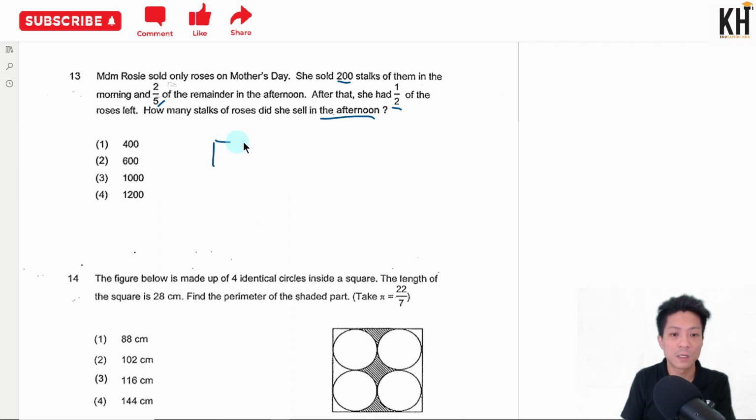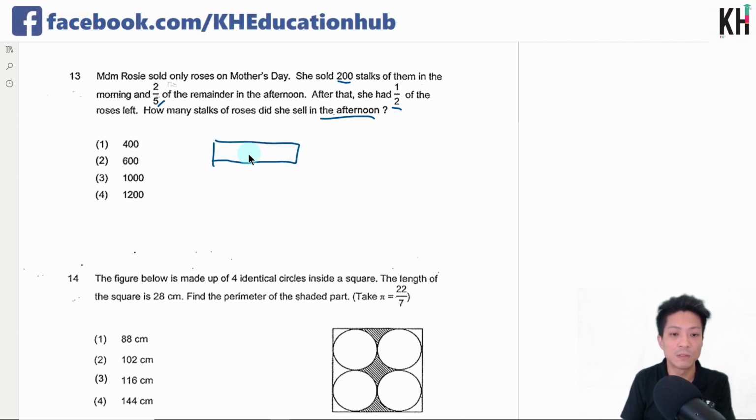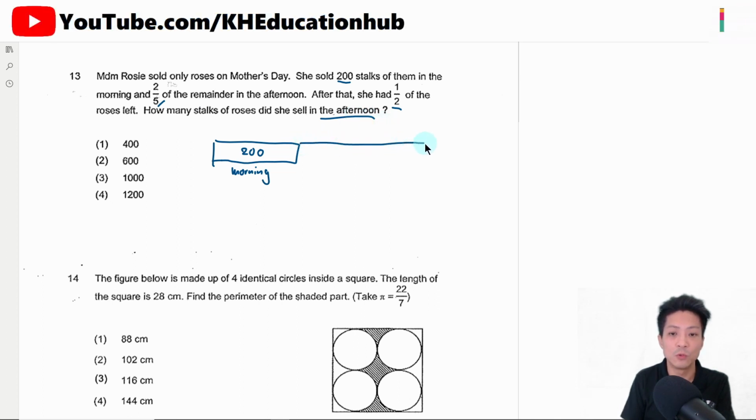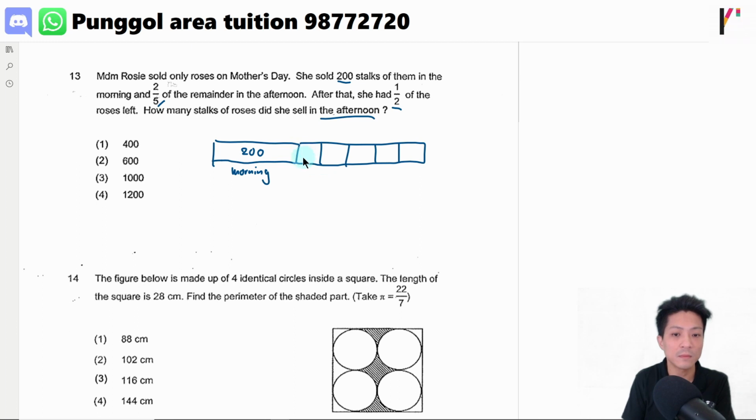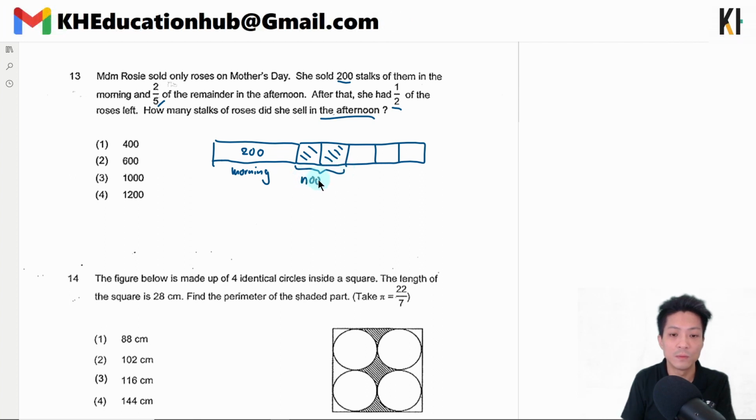So for this kind of question, you can draw a simple model like this. This is 200 in the morning, and 2/5 of the remainder in the afternoon. We do not know how much the remainder is, so I'm just gonna draw a random block and cut it into 5 parts. Shade 2, and these 2 will be in the afternoon. After that she had half of the roses left, so this is basically half, right?